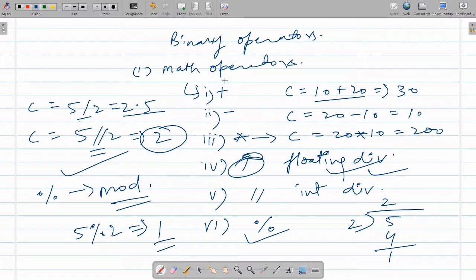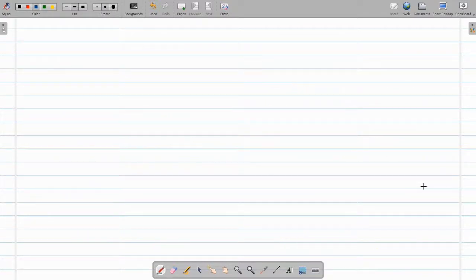So the mathematical operators are binary operators in which we have addition, subtraction, multiplication, floating division, integer division, and this is called the modulus operator. Another type of operator is called the relational operator.